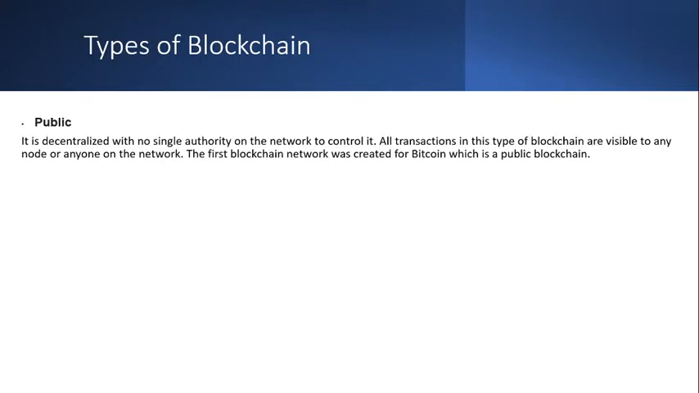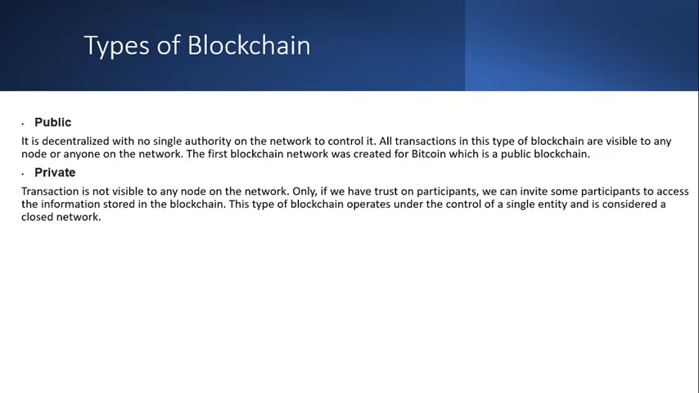Let's come to what are the types of the blockchain. Generally, there are four types of the blockchain. The first one is a public blockchain. It is decentralized with no single authority on the network to control it. All transactions in this type of the blockchain are visible to any node and anyone on the network. The first blockchain network was created for the Bitcoin, which is a public blockchain.